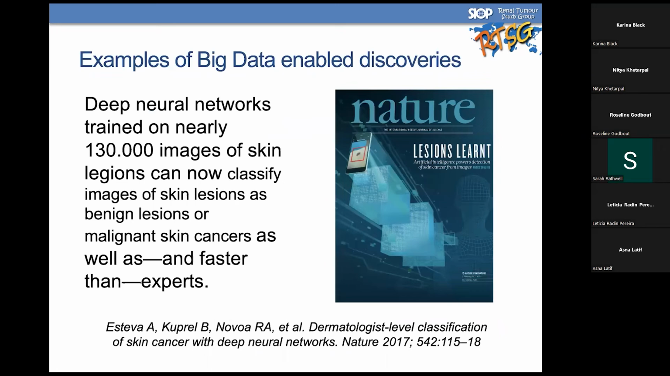If we look into that, we will see that there are already examples where big data enable discoveries. Already in 2017 in Nature, it was published that deep neural networks trained on more than 100,000 images of skin lesions can now classify images of skin lesions as benign lesions or malignant skin cancer, and faster than experts. So data-driven hypotheses and discoveries are really getting real.